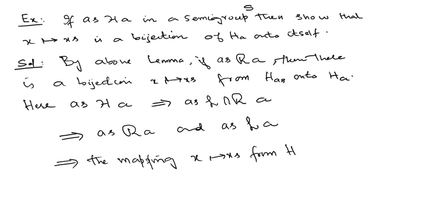HAS, but AS is H related to A, so that means H class of AS is same as H class of A, so HAS is same as HA because AS is H related to A. So we have the bijection that maps X to XS is a bijection from HA onto itself.